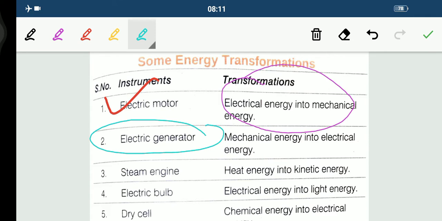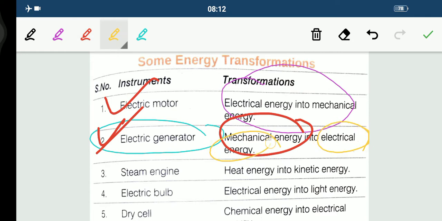Similarly, there is an instrument called the electric generator. In the electric generator, the opposite of the electric motor happens. We discussed that in electric motors, electrical energy changes into mechanical energy. But in the electrical generator, the mechanical energy is converted into electrical energy. In your 10th standard, you will study the concept of the electrical generator in physics, where the complete machinery runs, produces mechanical energy, and ultimately changes it to electrical energy.